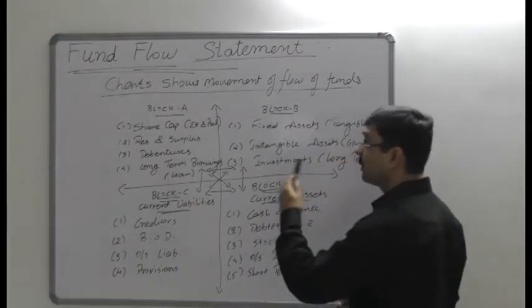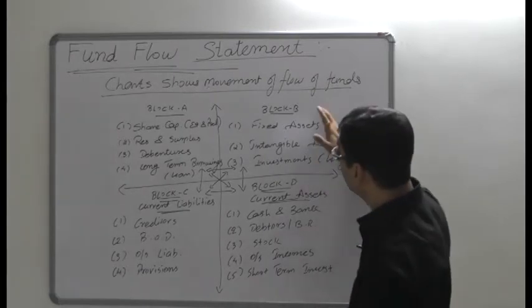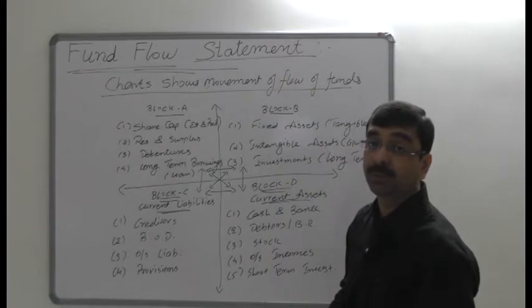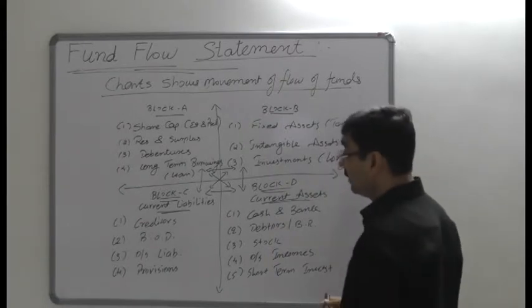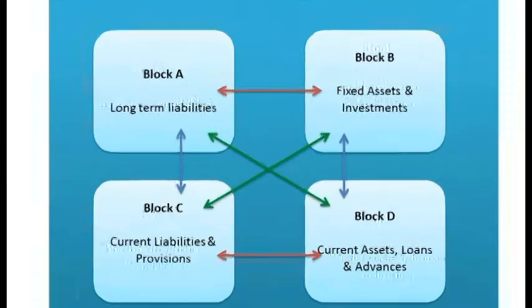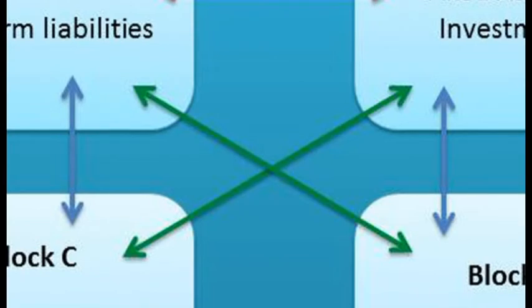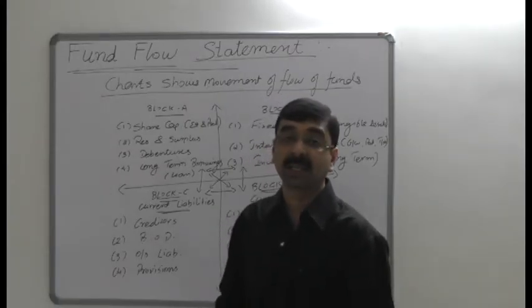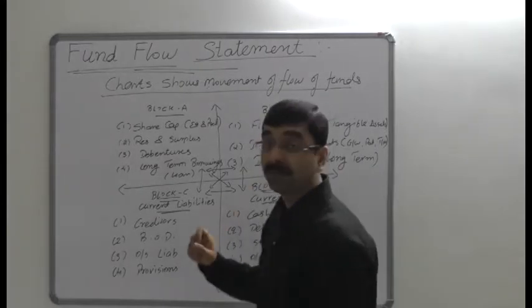The same way on the reverse side, if any transactions occur in block B or block D, they also do not affect the flow of funds. But if the transactions occur in cross blocks like A and C, or B and C, then it would definitely affect the working capital as well as the flow of funds.